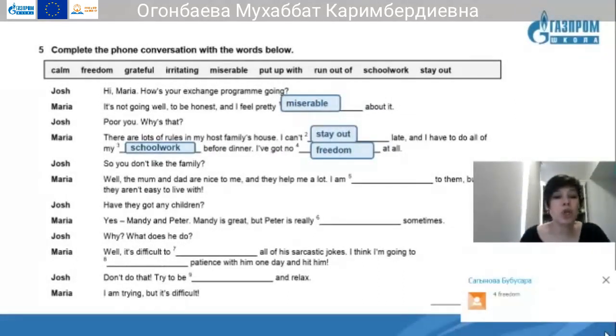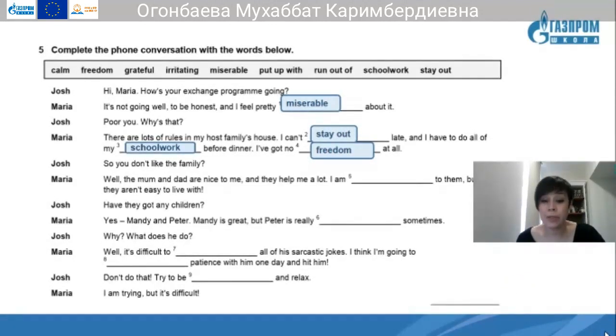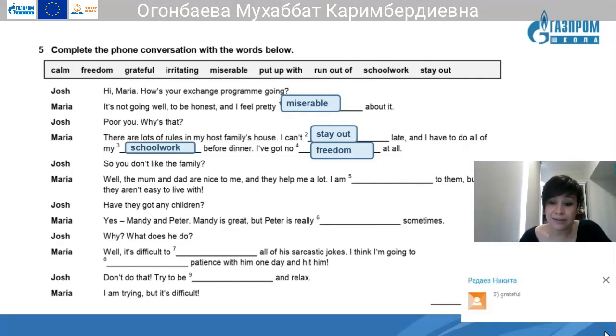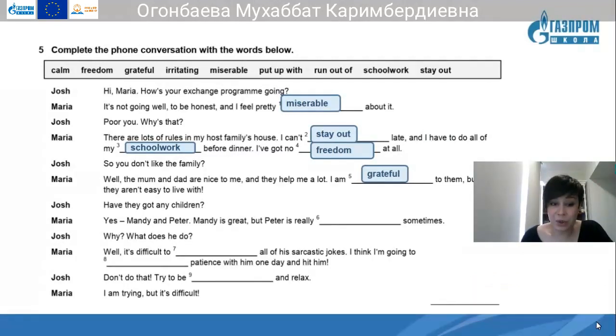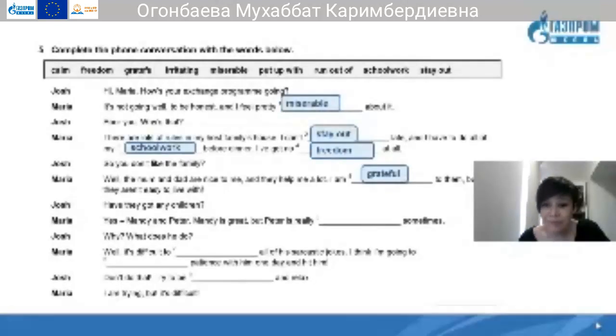Freedom. So you don't like the family? Well, the mom and dad are nice to me and they help me a lot. I'm to them, but they aren't easy to live with. Well, I mean, all parents the same. They're very nice, but they very hard. Yes. Have they got any children? Yes, Mandy and Peter. Mandy is great, but Peter is really sometimes.